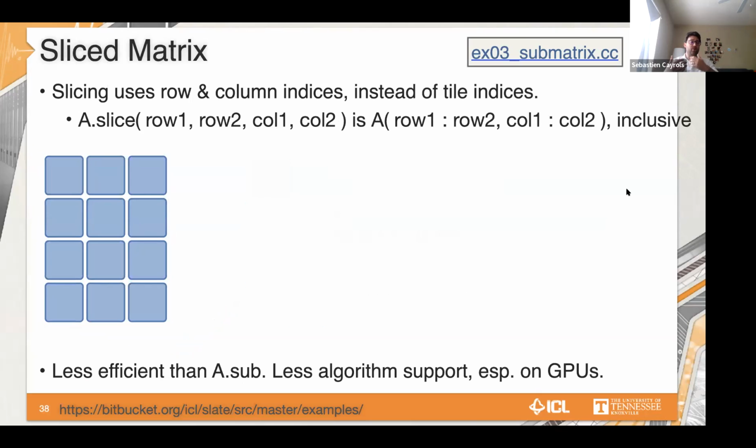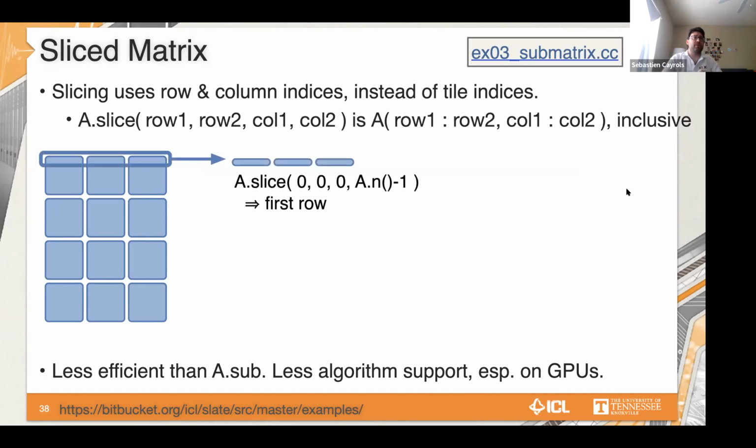We can go even further. We can slice the matrix. Everything before is based on the tile distribution and the indices of the tile. Here, what we can do is use the row and column indices instead of the tile indices. By doing that, we're just going to do A.slice row 1, row 2, column 1, column 2, which is in the MATLAB notation again, extracting the row and column, going from row 1 to row 2, and from column 1 to column 2. Again, it's inclusive.